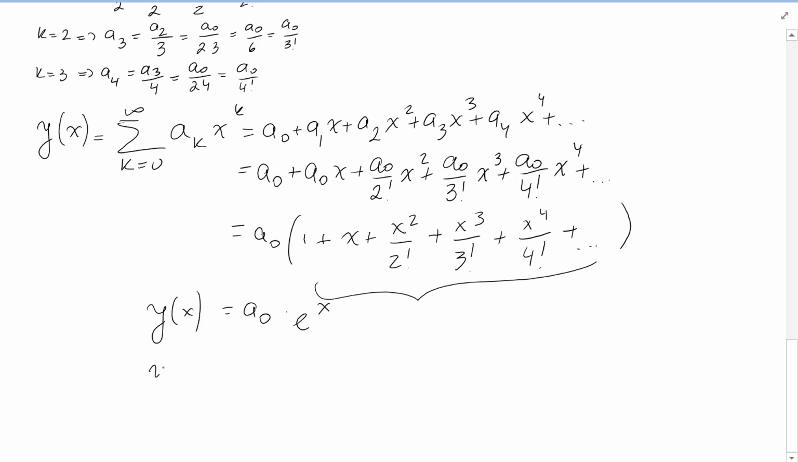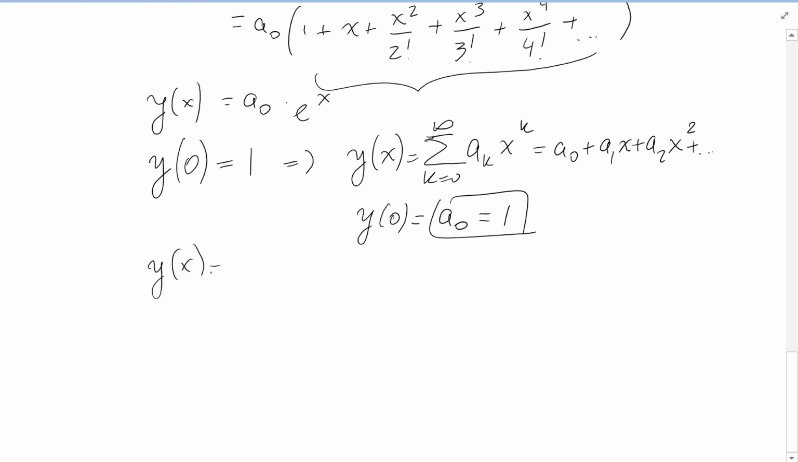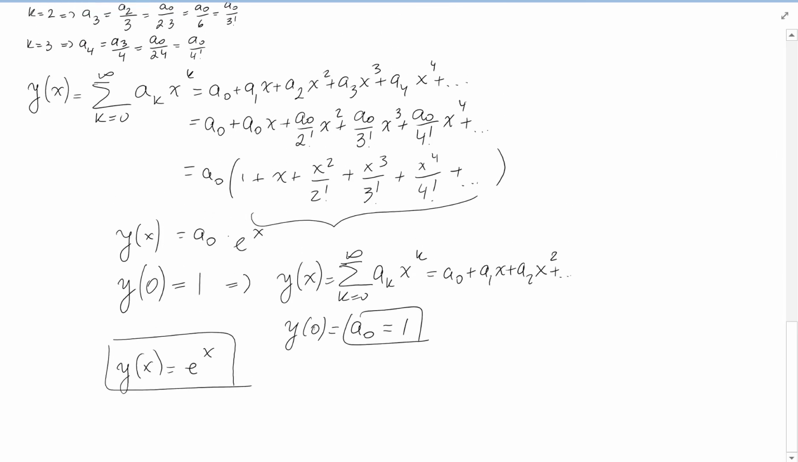But y of 0 is given to be 1, which means if we go to y of x originally, which is the sum as k goes from 0 to infinity of a sub k x to the k, which is a naught plus a1 x plus a2 x squared and so on, and replace x with 0, we get a0 equals 1. So y of x equals e to the x, and we solved again the same equation with the 5th method.